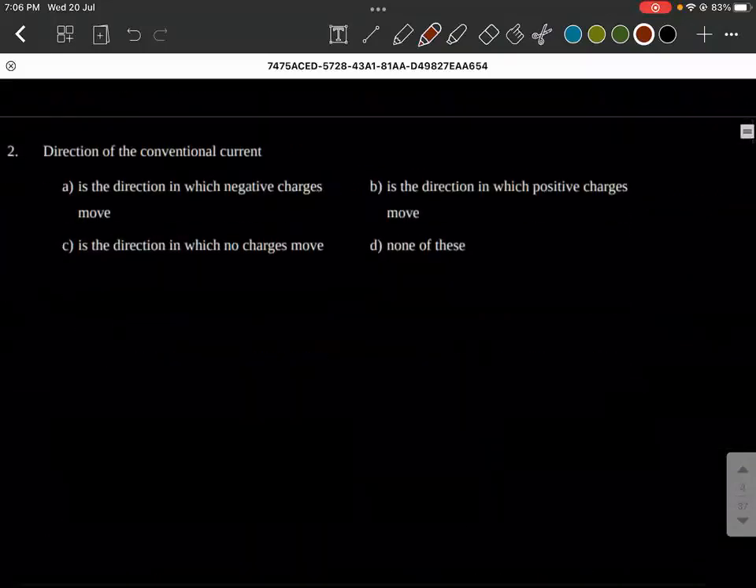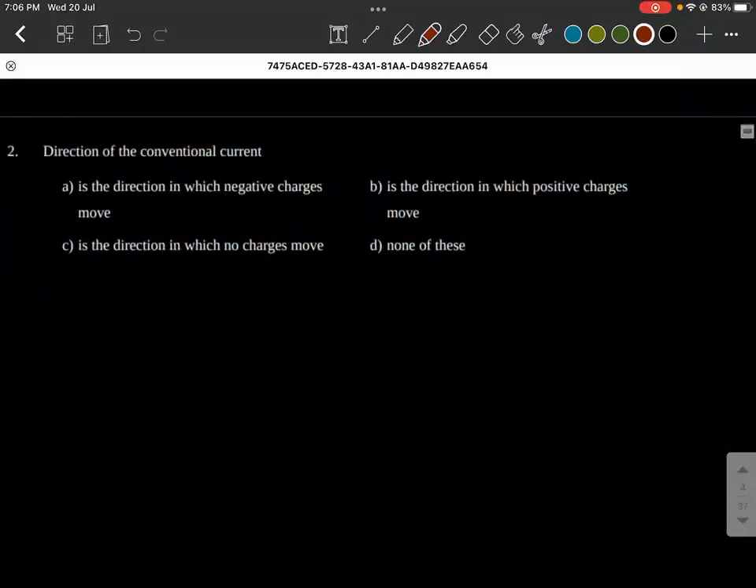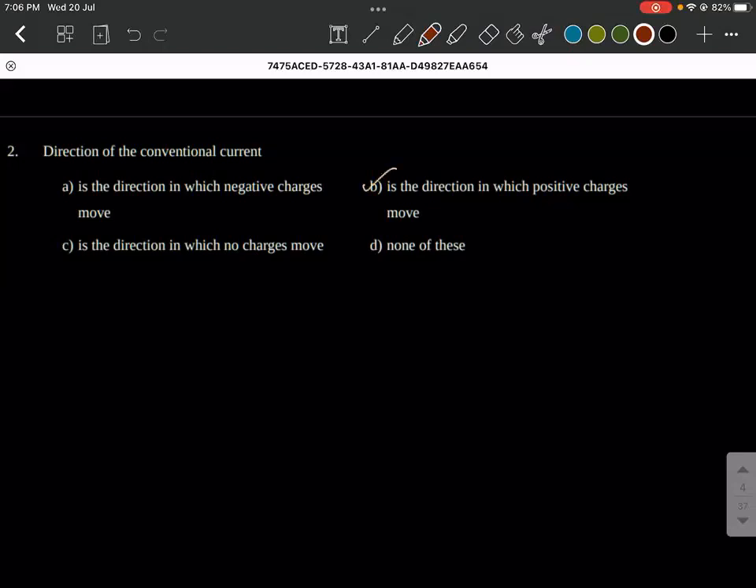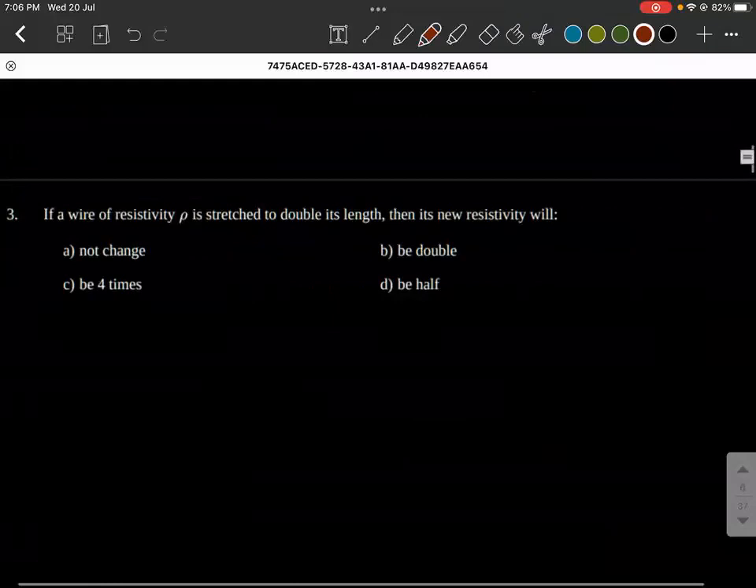Second, the direction of conventional current is the direction in which the positive charges move. Though we have negative charges present inside the conductor, whatever is the direction in which the positive charge is assumed to move will be the direction of conventional current. Next.